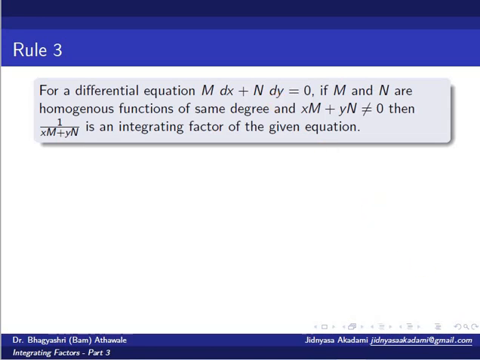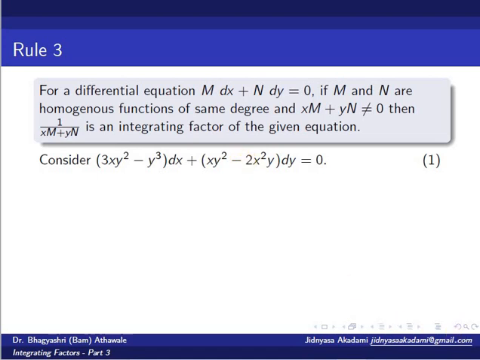Let us see one example. Consider this as a differential equation. Now here, each term of M has degree 3: xy square, total degree is 3, y cube, degree is 3. Similarly, all the terms in N also have degree 3. So M and N are homogeneous functions of degree 3.